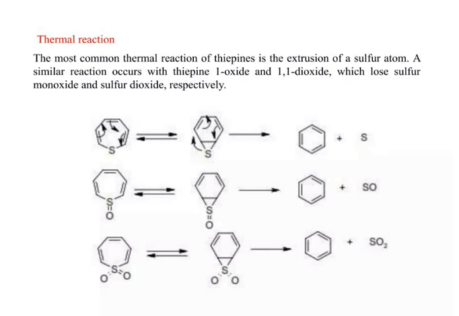Thermal reaction. The most common thermal reaction of thiepine is the extrusion of the sulfur atom. A similar reaction occurs with thiepine 1-oxide and 1,1-dioxide, which lose sulfur monoxide and sulfur dioxide respectively. You can see the formation of benzene, sulfone, sulfoxide.